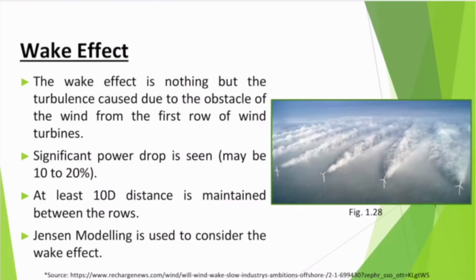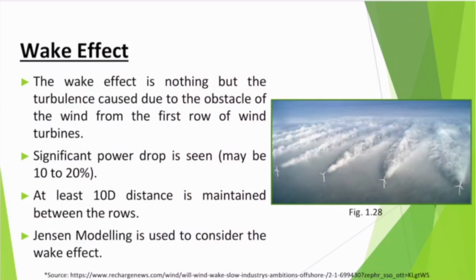And hence a reasonable distance is maintained, but still the wake effect cannot be ignored. A significant power drop of close to 10 to 20% is seen with other power plants because of this turbulence effect. At least 10D distance is maintained between the rows. So there is a standard structure through which a huge distance is maintained so that the turbulence effect will be nullified, but still you cannot completely avoid it. Jensen modeling is used to consider the wake effect. So depending upon the flow of air and wind, you can plan and place them in such a manner that the wake effect is minimized.